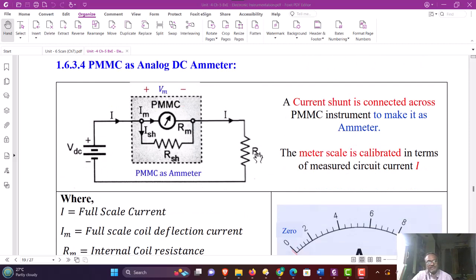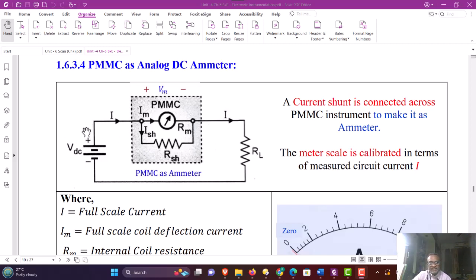How this PMMC instrument can be used as a DC voltmeter, DC ammeter. Now in this case, as we know, the ammeter is always connected in series. Normally, to make PMMC movement as ammeter, a shunt resistance RSH is connected across the PMMC instrument. And then this total PMMC instrument with the shunt is connected in series.